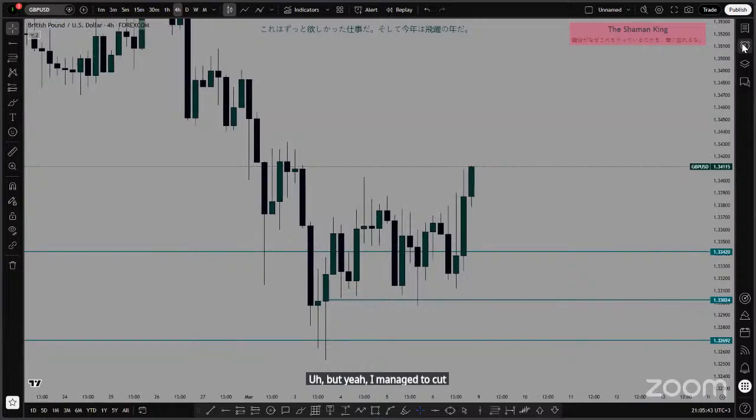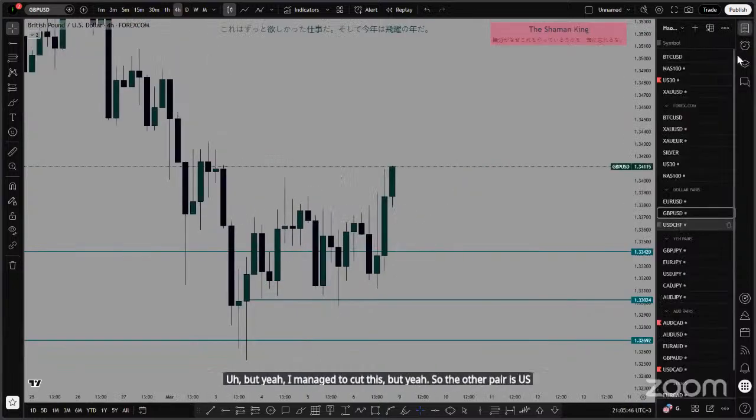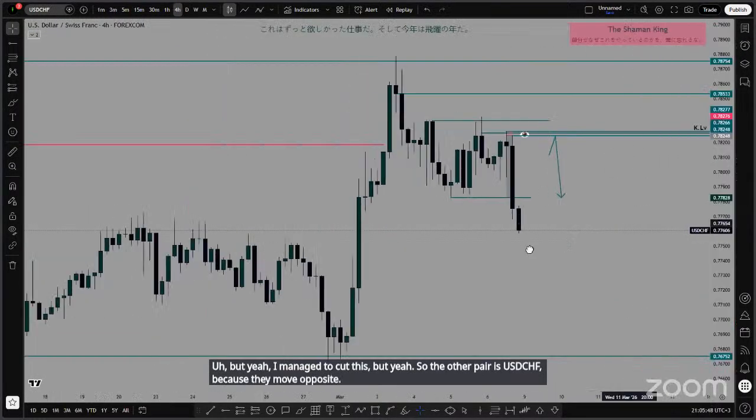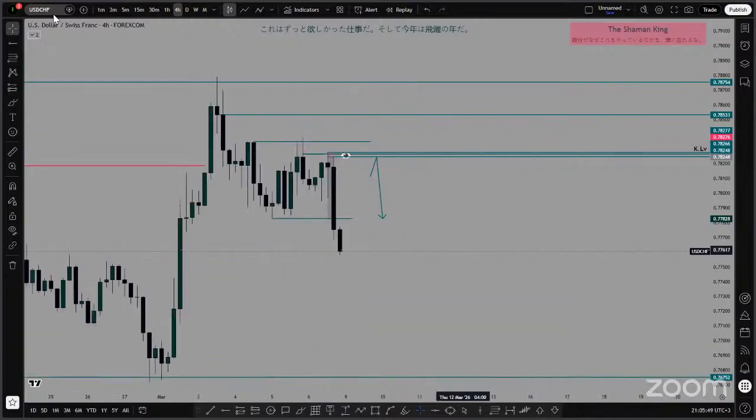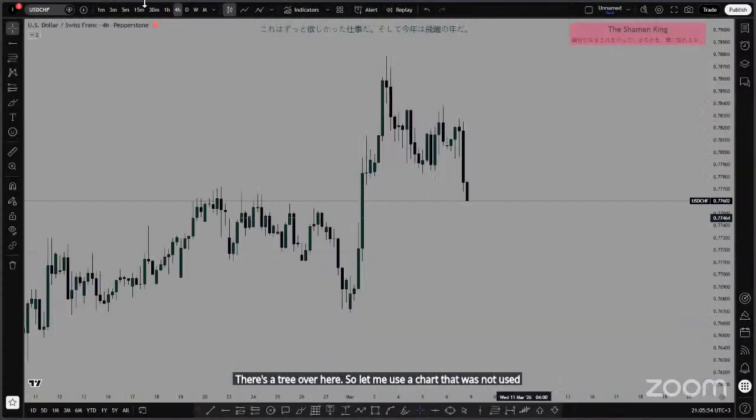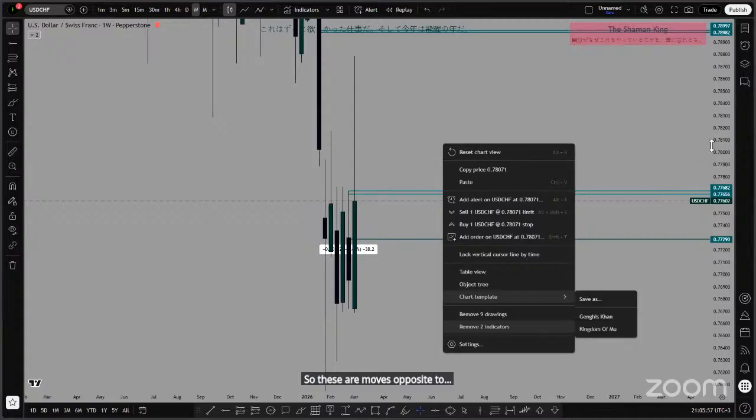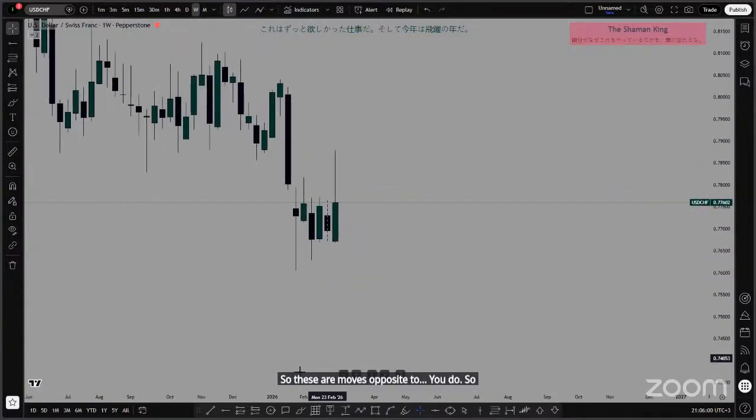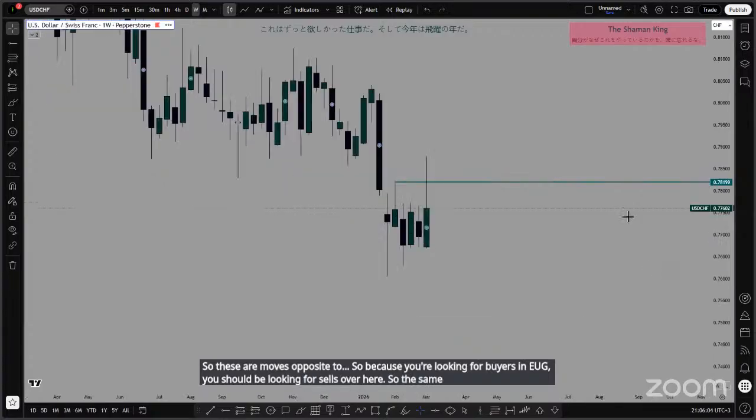But yeah, so the other pair is USD CHF because they move opposite. This one, there's a trade over here. So let me use a chart that was not used. This one moves opposite to EURUSD. Because you're looking for buyers in EURUSD, you should be looking for sales over here. So the same thing on the weekly perspective.